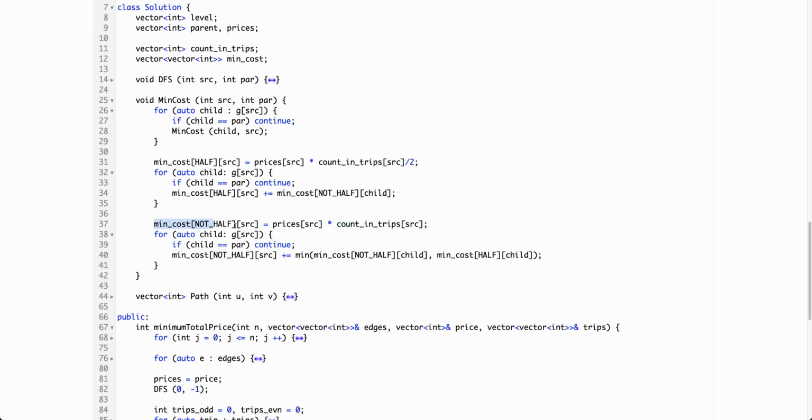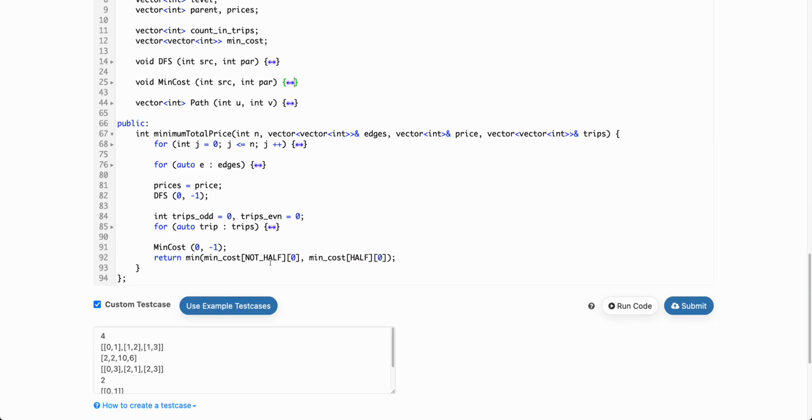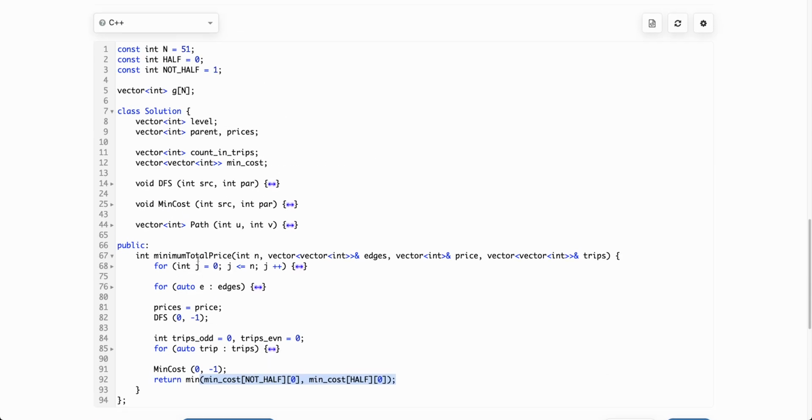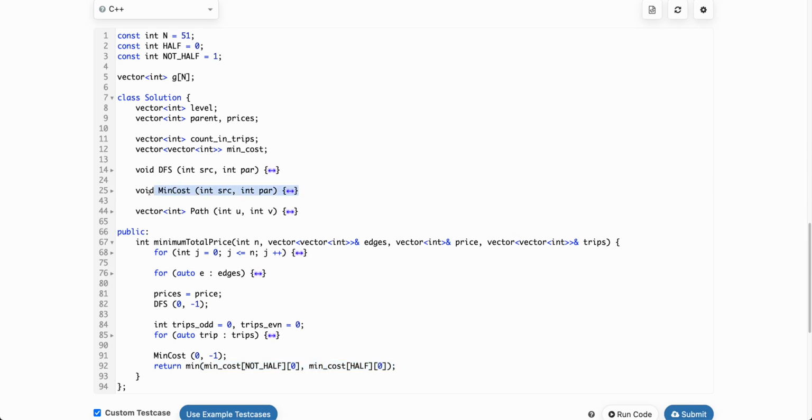And similarly, for not half of the parent, we are free to choose any of the half and not half from the children, right? So after you do this for each node, you know what is the value if you have that particular node halved or if you don't. So finally we take the minimum, and that is our answer. So hope this entire solution makes sense. What is the time complexity? Again, this will run in order n.